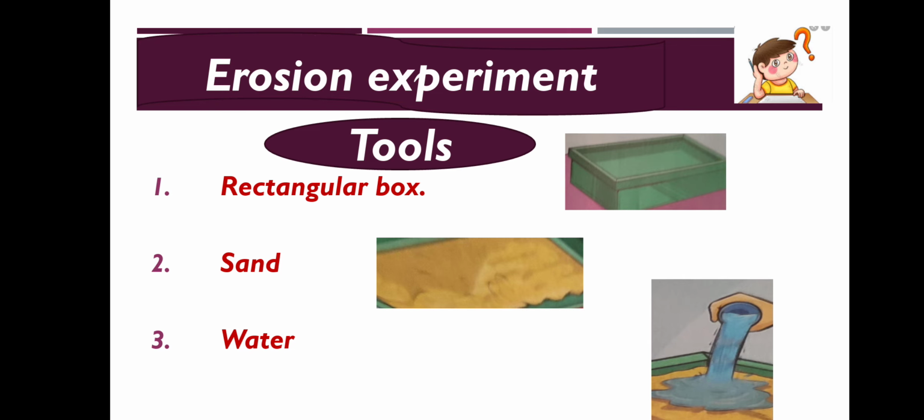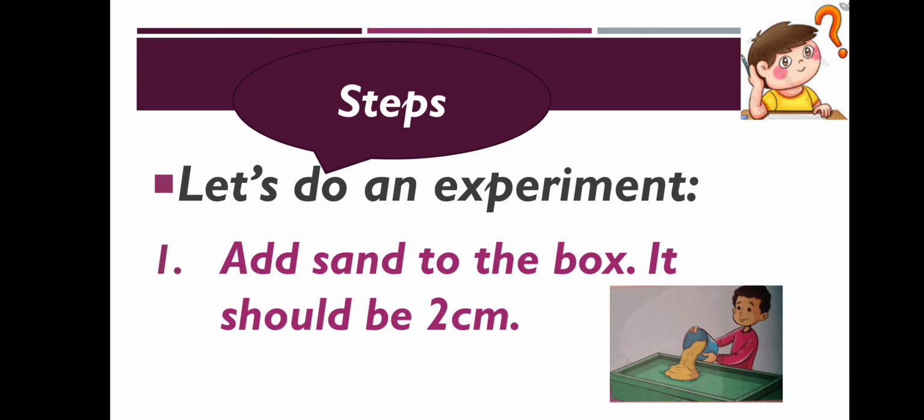Let's do a simple experiment about erosion. We have tools: a rectangular box, sand and water. The steps. Step number 1: add sand to the box. It should be 2 centimeters.